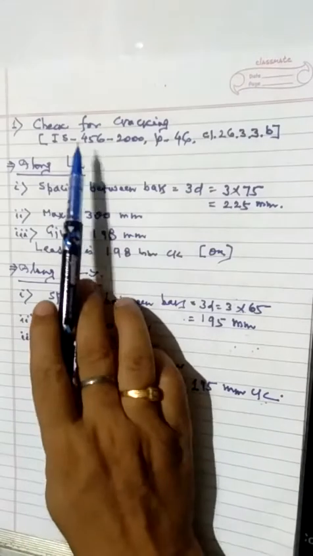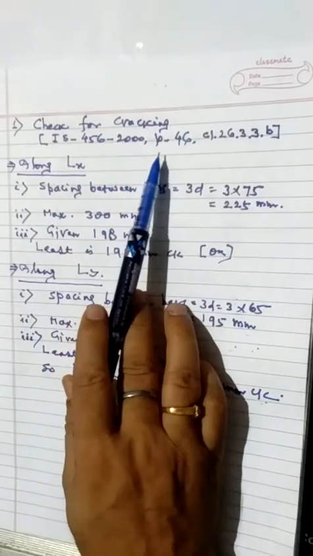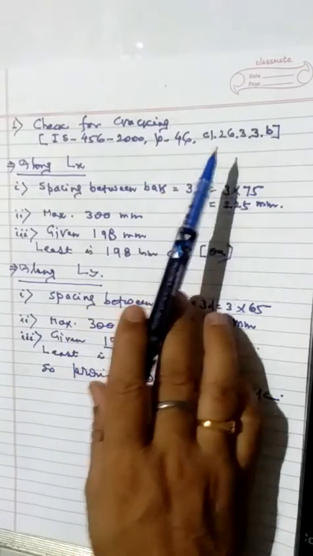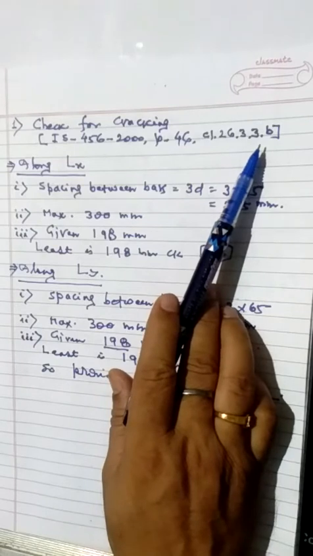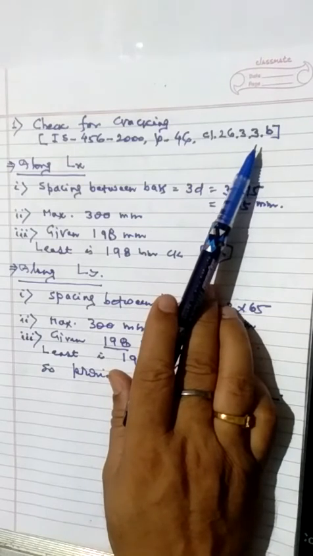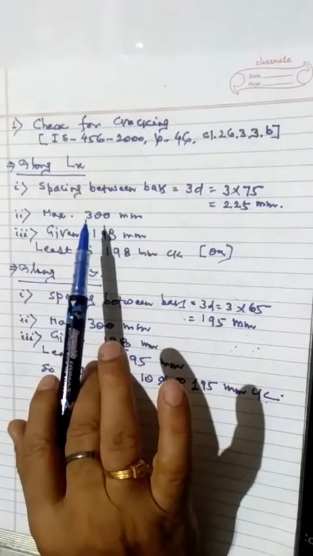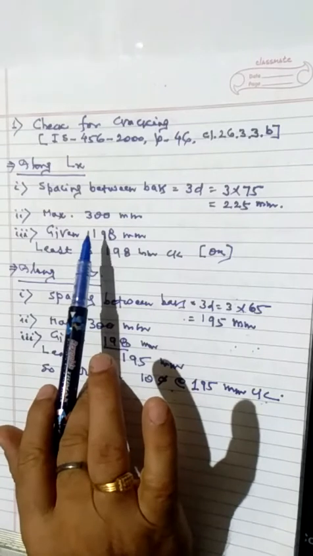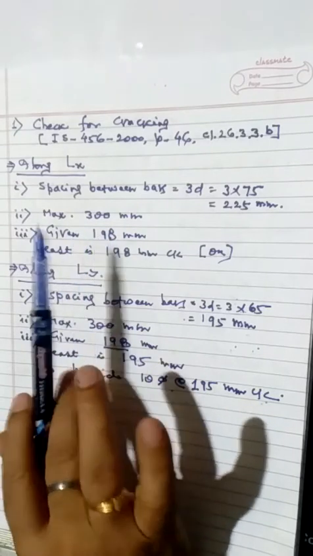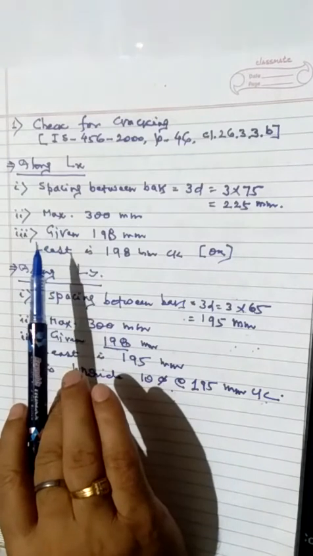Now the first check is the check for cracking. As per IS 456:2000, page number 46 and clause number 26.3.3(b), there are guidelines for checking for cracking. In this we generally check the spacing between main bars and even distribution bars in a one-way slab, and for any bar we have to check the spacing between one bar and its neighboring bar.